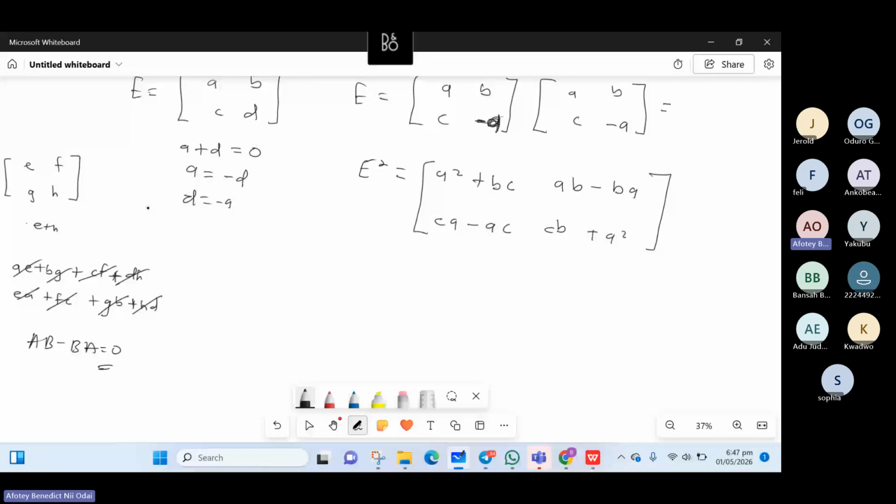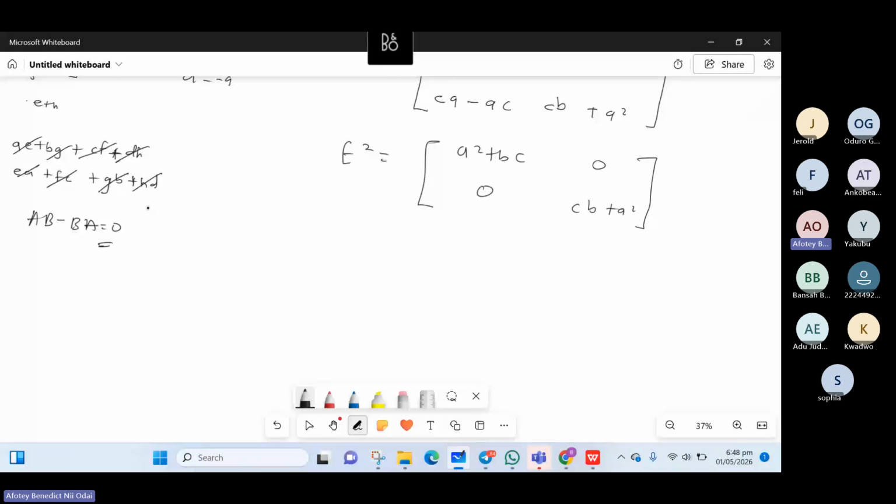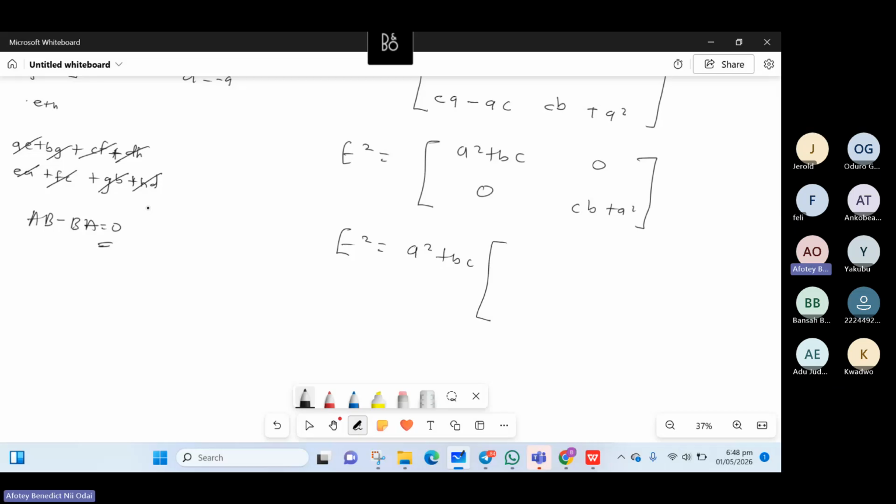Now we can simplify this. We see that this and this are subtracting, so they both go away, and E squared becomes A squared plus BC, 0, 0, CB plus A squared. Now we can factor out this A squared plus BC, and we get E squared is equal to A squared plus BC multiplying the identity element 1, 1, 0, 0, and this has been proved. Let me write this again, it doesn't look nice.